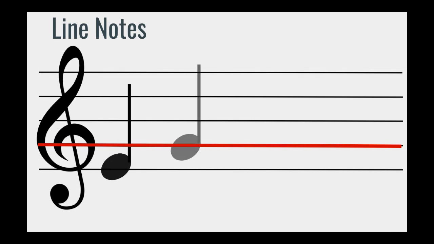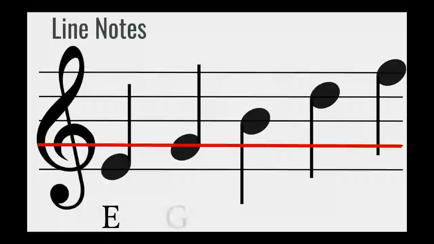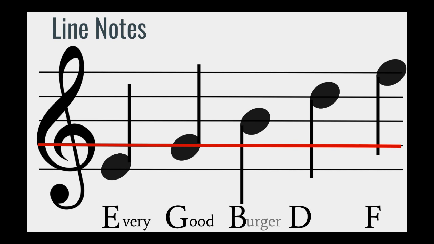The line notes, however, are slightly different. We have the notes that appear on the lines, and we know they're line notes because the line goes through the center of the note, through the head of the note. Our first line would be E. We already know our second line is G because of our treble clef or our G clef. B, D, and F. And the acronym that I like to use is every good burger deserves fries.